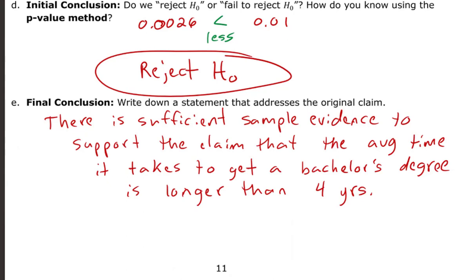Okay, so it does seem like it does take a little bit longer than 4 years now for people to get their bachelor's degree. There's no shame in that. Take as long as you need, honestly, is what I say. There's really no rush to get into the real world.